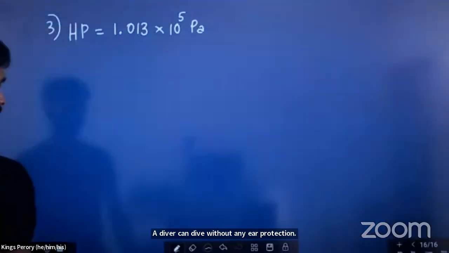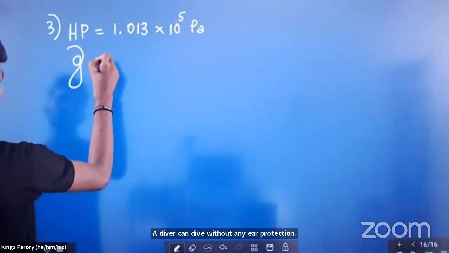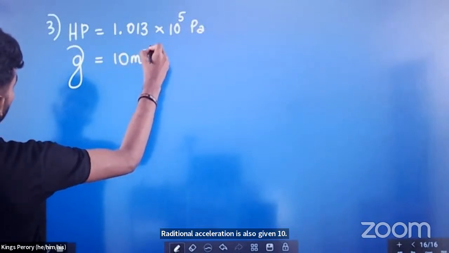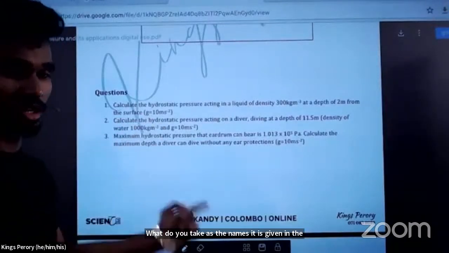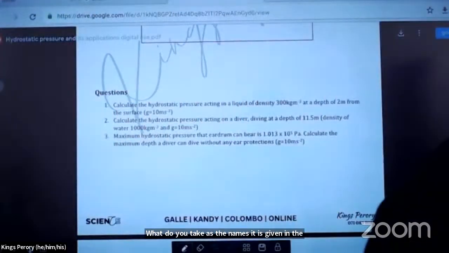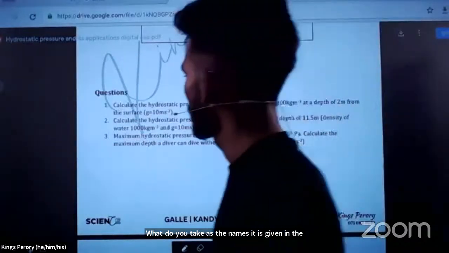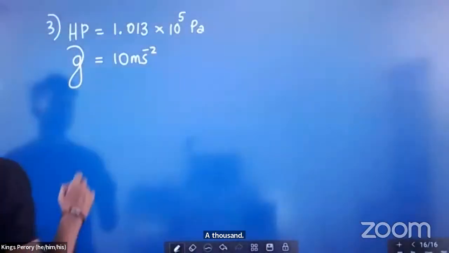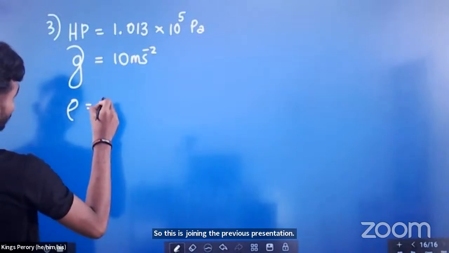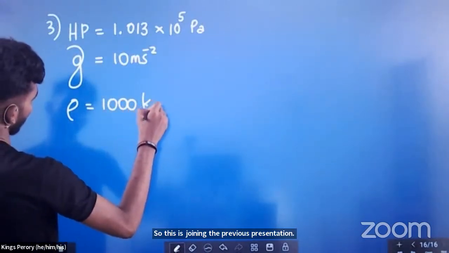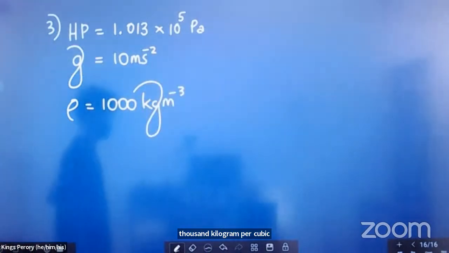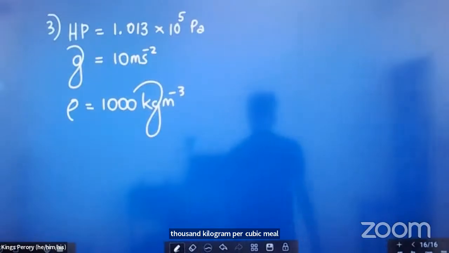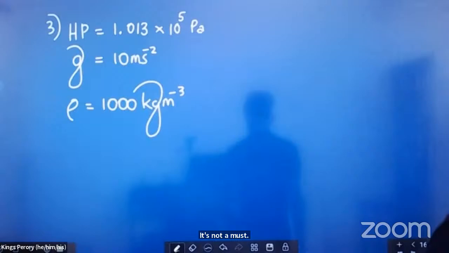Gravitational acceleration is also given as 10. What did you take as the density? The density is given in the previous question itself: 1000 kilogram per cubic meter. Is it a must to change to kilopascal? No, it's not a must, unless they ask you.